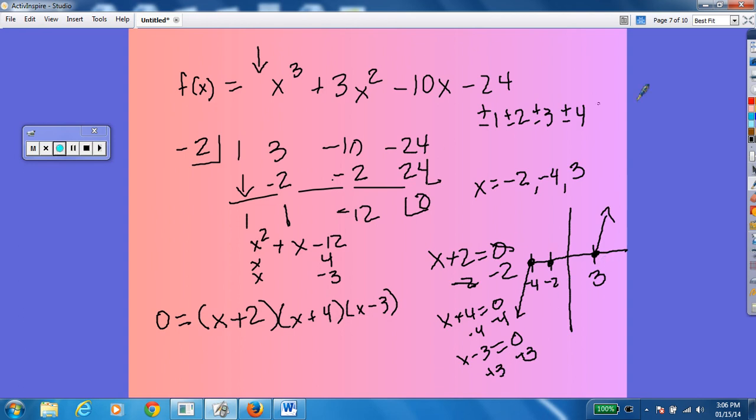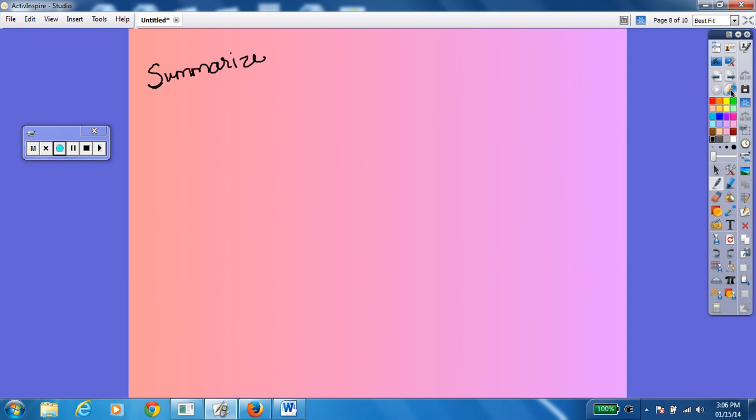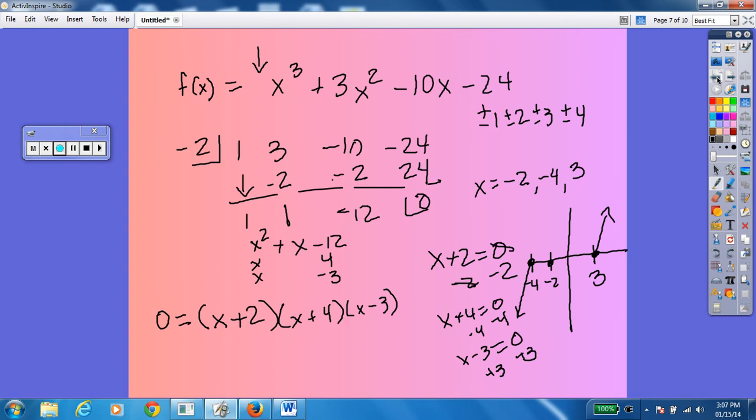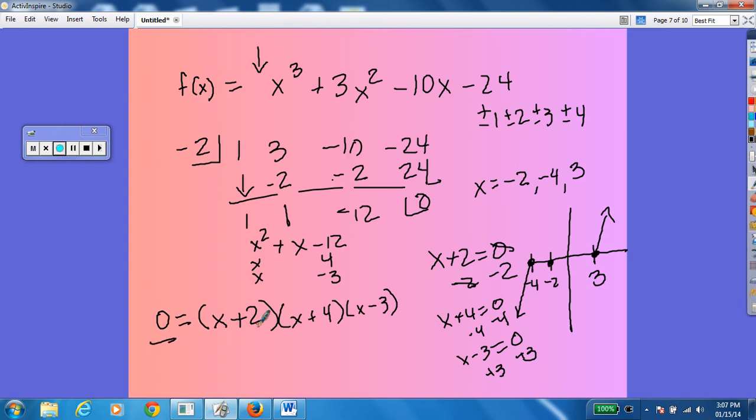Okay? So that's all I got for you. Write a summary. If you have any questions, let me know. If I made an error in my math, I apologize, but you do get the gist. This is how we find the roots. We just make it equal 0, find the roots, and you're good to go.